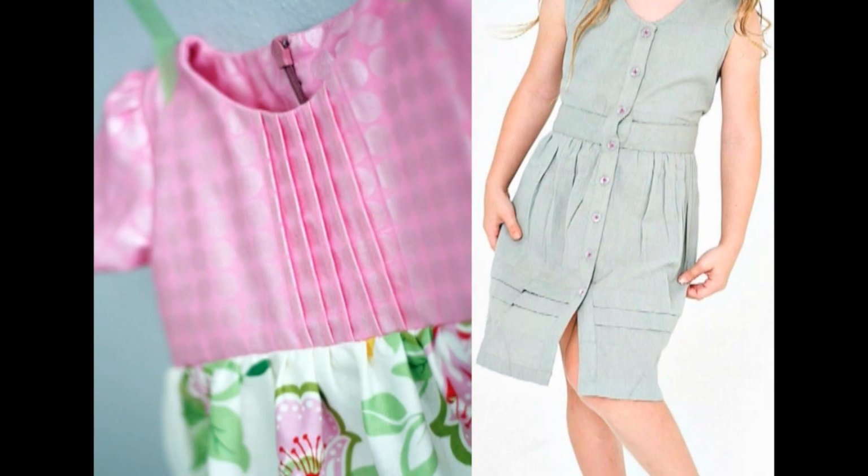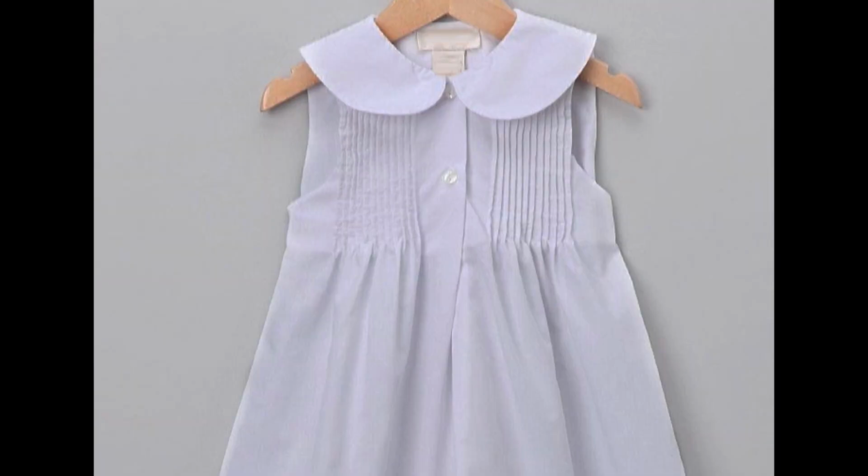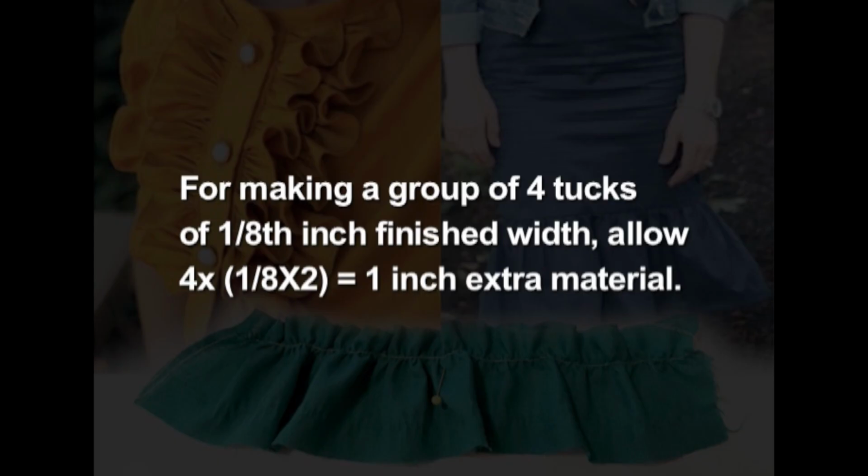These are also used in children's garments to allow for growth. Tucks add body to thin fabrics and textural interest to plain fabrics. Tucks can be used in groups or clusters and in graduated width. When calculating the amount of material that is needed, each tuck calls for an allowance equal to twice its finished width. So, for making a group of 4 tucks of 1/8 inch finished width, allow 4 times 1/8, doubled, that comes to 1 inch extra material.